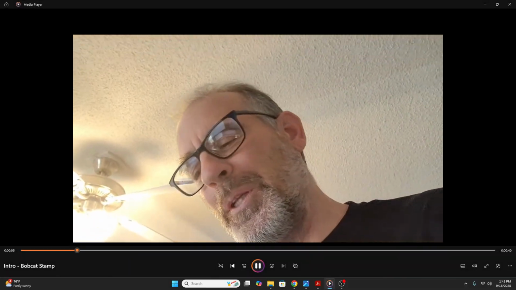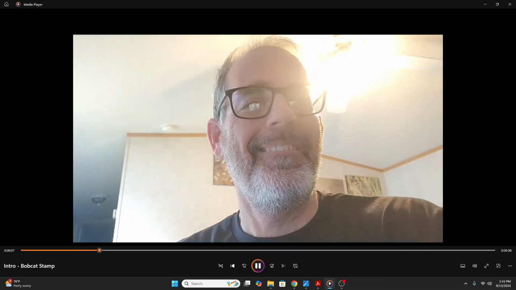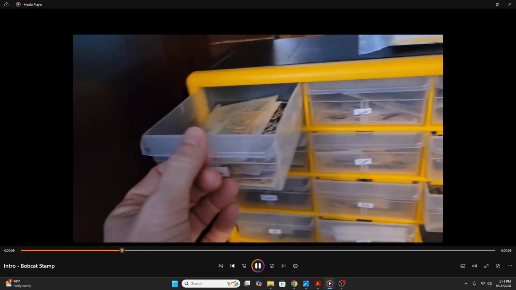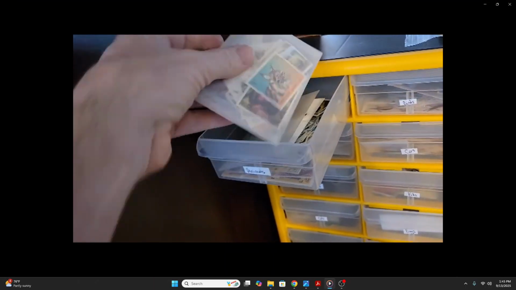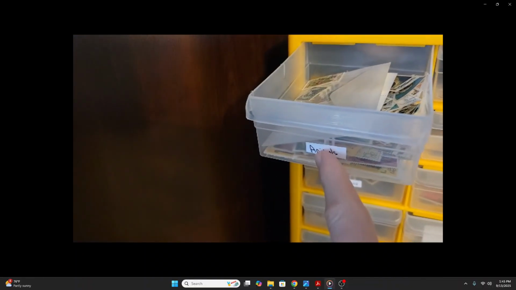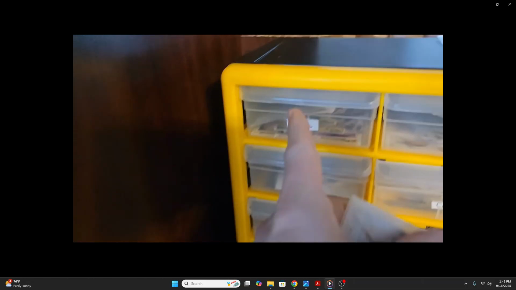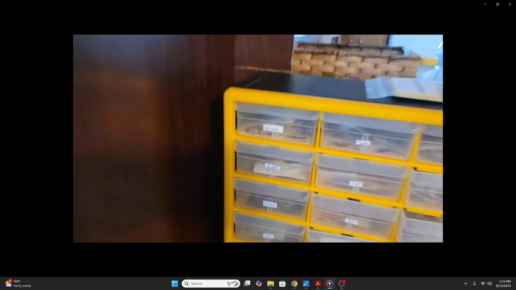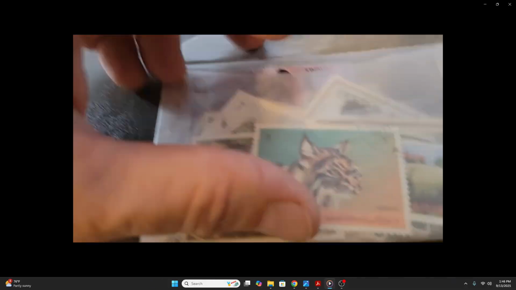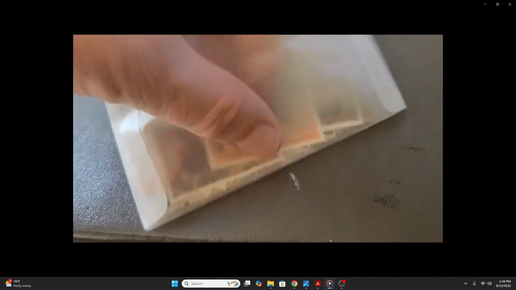Let me share a really cool stamp with you. I keep all of my stamps organized in drawers, and these are my animal stamps, and I have hundreds of them in there. I've been ordering a lot from Etsy lately. So let's work on the first one right here.